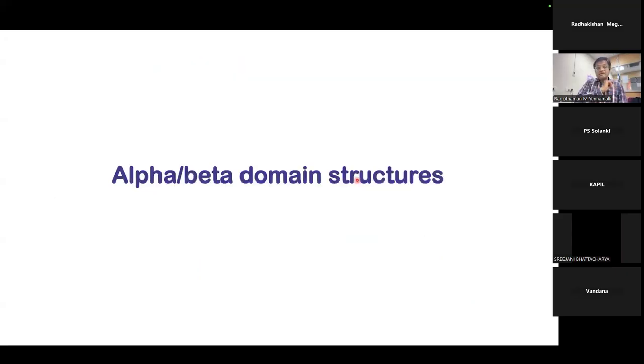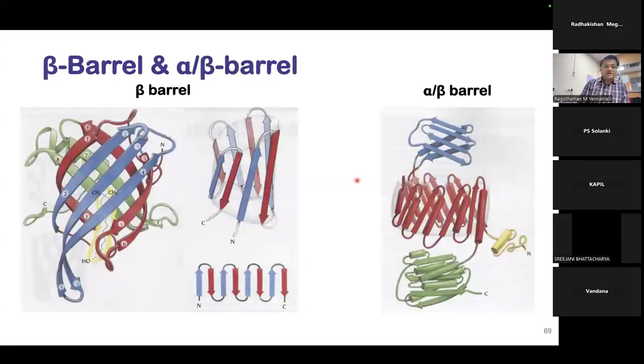So those were two types of folds. One was the all alpha fold, and the other was all beta. Now comes a mix, alpha slash beta and alpha plus beta.